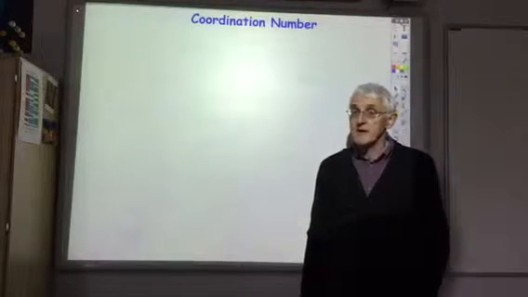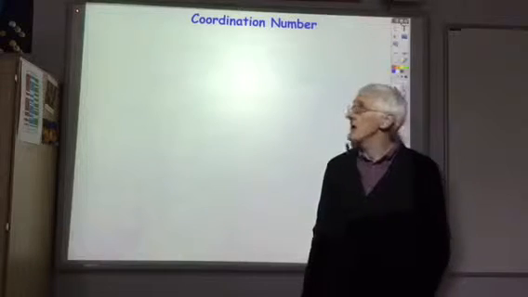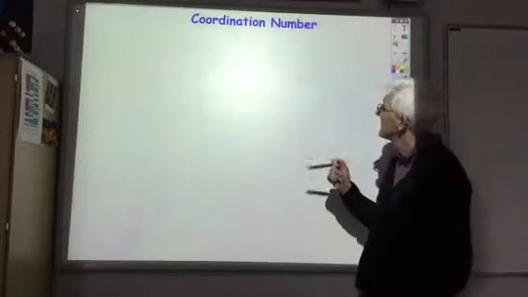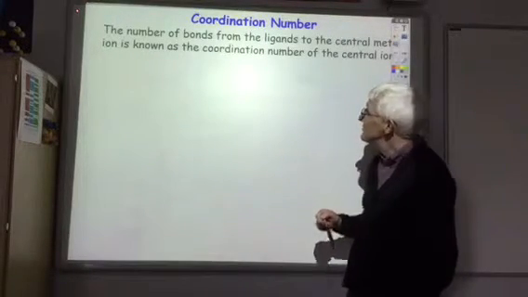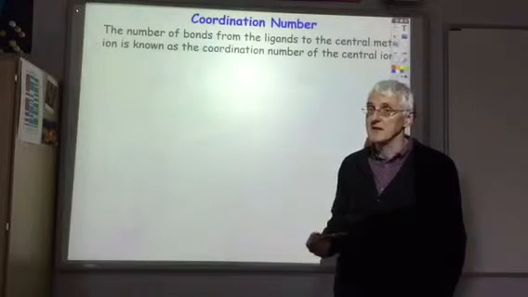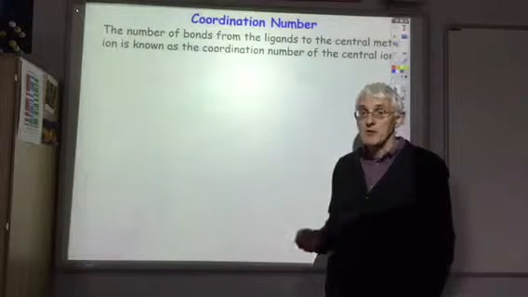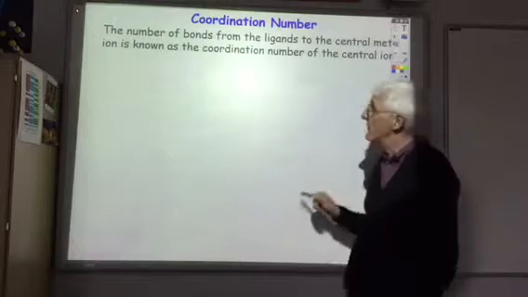Now we know what a dative bond is, we know what a ligand is. The final thing we have to talk about is the coordination number of the complex. The coordination number is the number of bonds from the ligands to the transition metal ion. And from the coordination number we can also work out the shape of the complex. Let's look at a couple of examples.